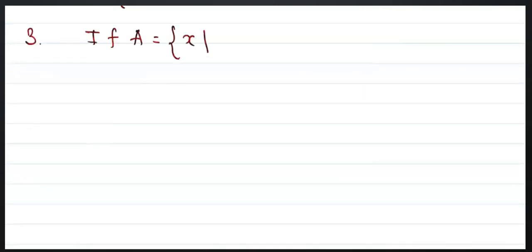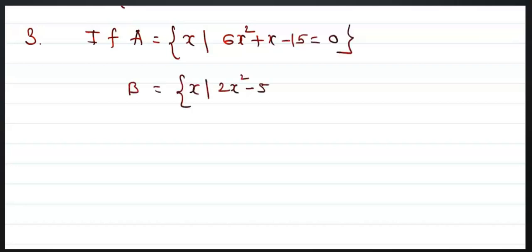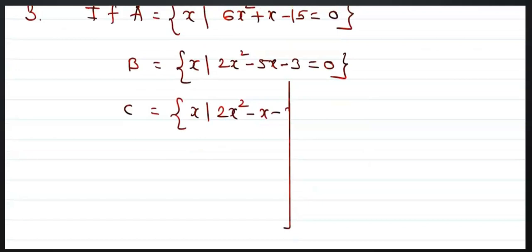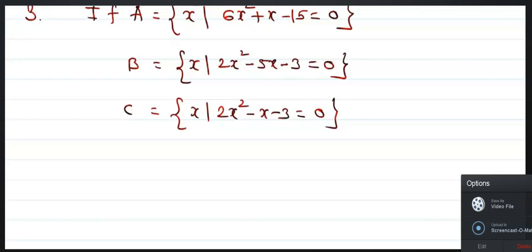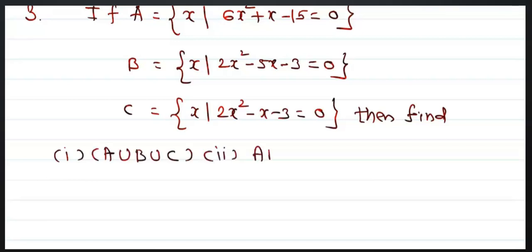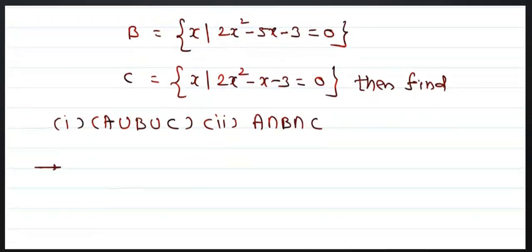Number 3. If A is equal to, in curly brackets, x such that 6x square plus x minus 15 is equal to 0, B is equal to x such that 2x square minus 5x minus 3 equals 0, and C is equal to, in curly brackets, x such that 2x square minus x minus 3 equals 0, then find first, A union B union C, and second, A intersection B intersection C.